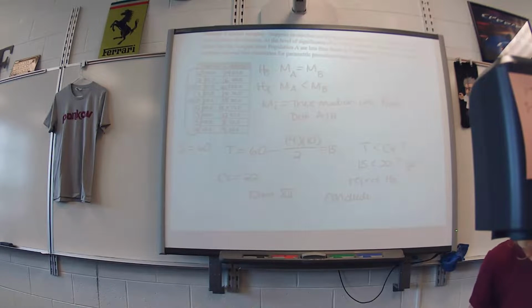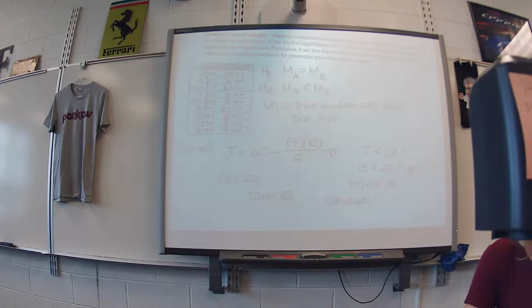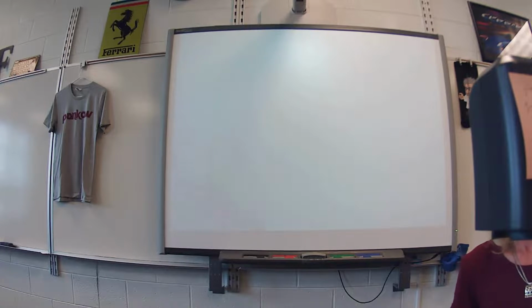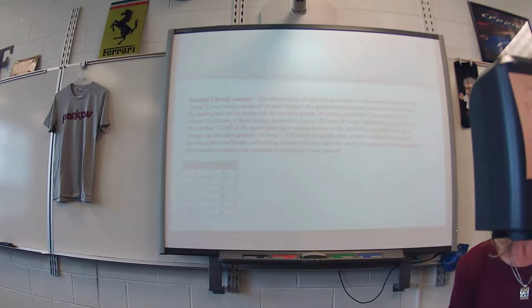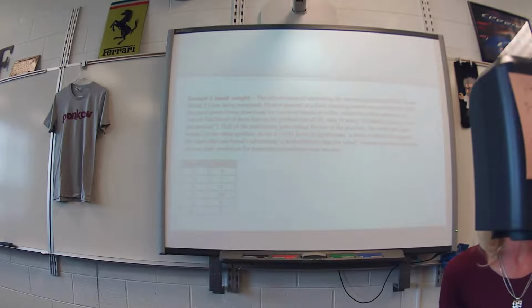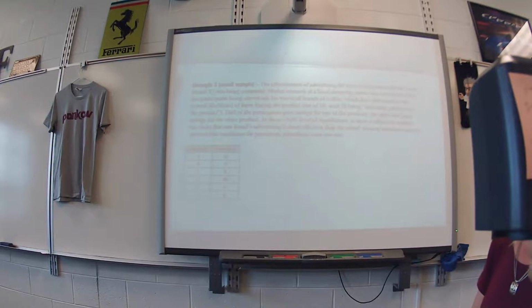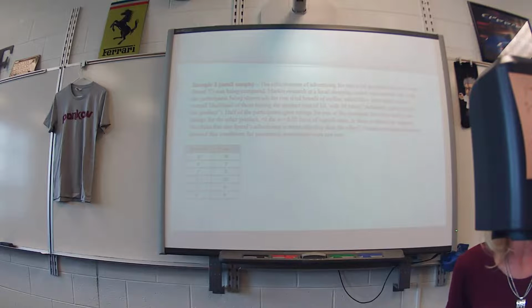And then one more quick example so you can see how the two-tailed test works. The effectiveness of advertising for two rival products was being compared, brand X and brand Y. Market research at a local shopping center was carried out with participants being shown ads for two rival brands of coffee, which they then rated on their overall likelihood of buying the product, out of 10, with 10 being, I will definitely buy the product. Half the participants gave ratings for one of the products, the other half gave ratings for the other.